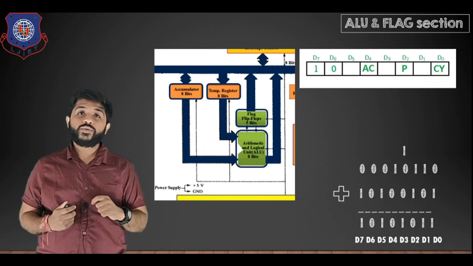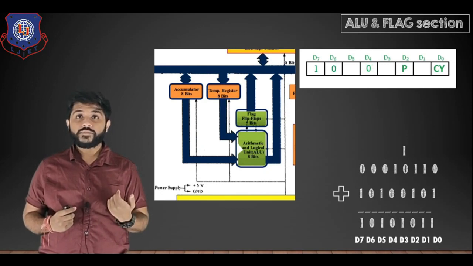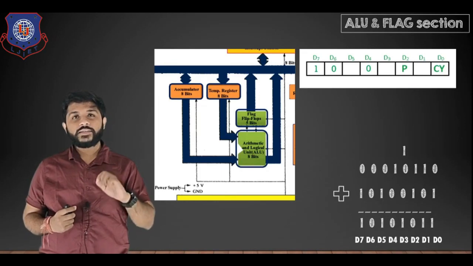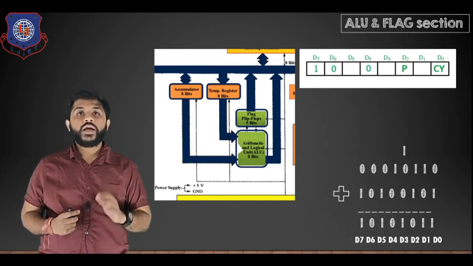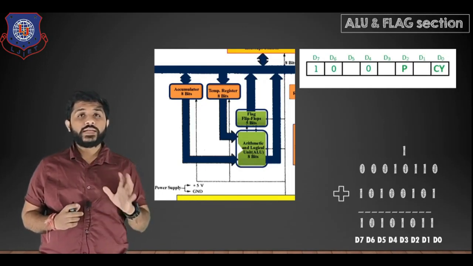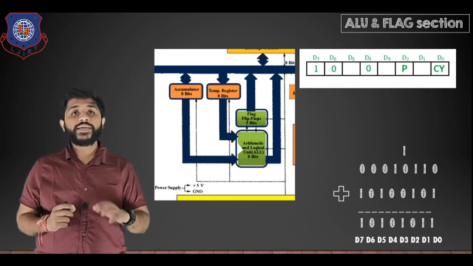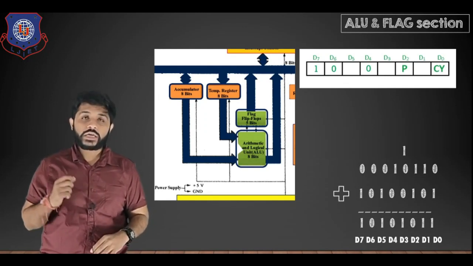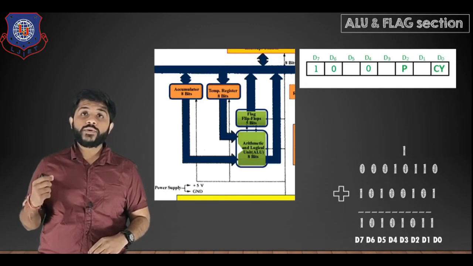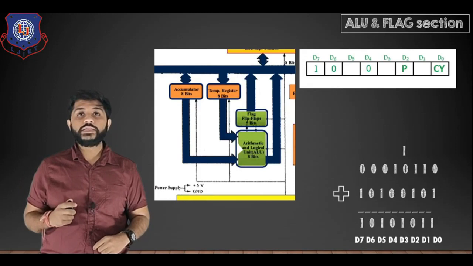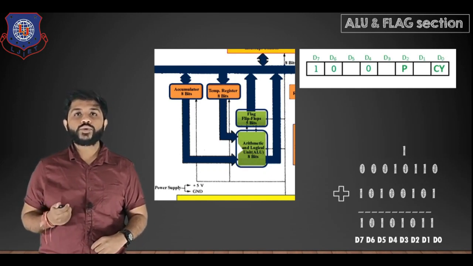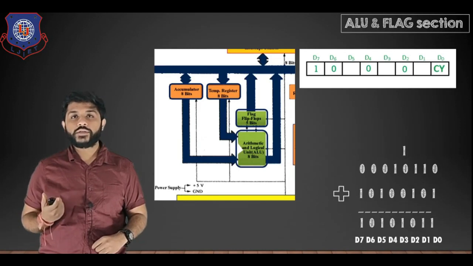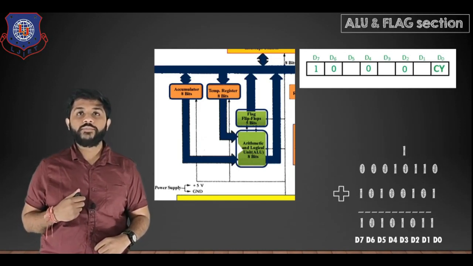Let's first see how the parity flag is changed. Right now the value of the auxiliary carry flag is 0. After that, the next flag is the parity flag. Now when will the parity flag be set? After performing any arithmetic and logical operation, if in the answer the total number of ones is even, in that case the parity flag will be set. So what if the total number of ones is odd? In that case the parity flag will be reset. You can see that the total number of ones is odd, so the parity flag will be 0.